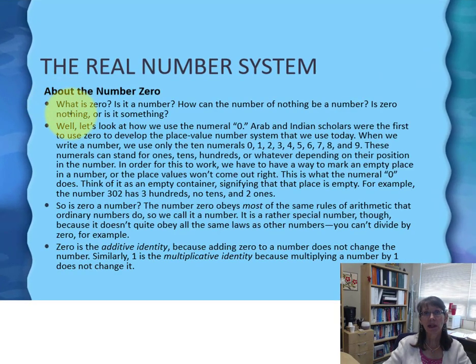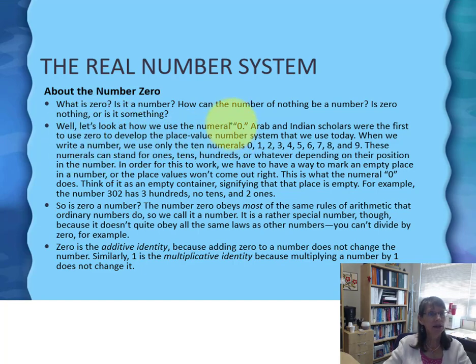Now here's a little information about the number 0. What is 0? Is 0 a number? How can the number of nothing be a number? Is 0 nothing, or is it something? Well, we already talked about a farmer having cows versus not having cows. Not having cows would be 0 cows.